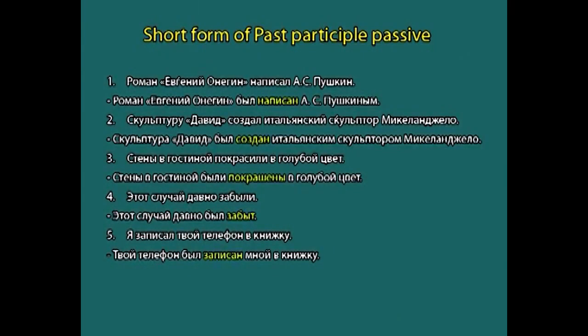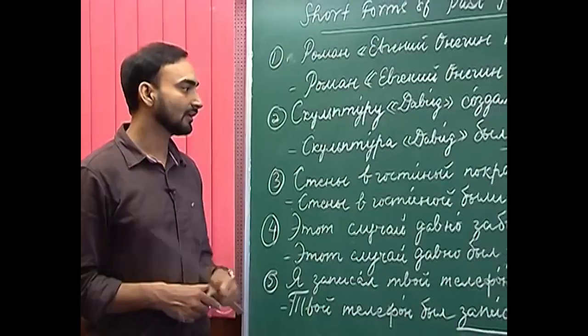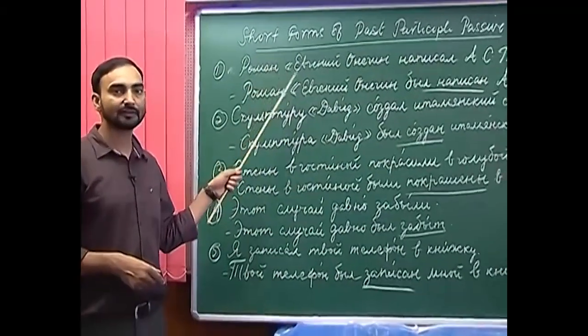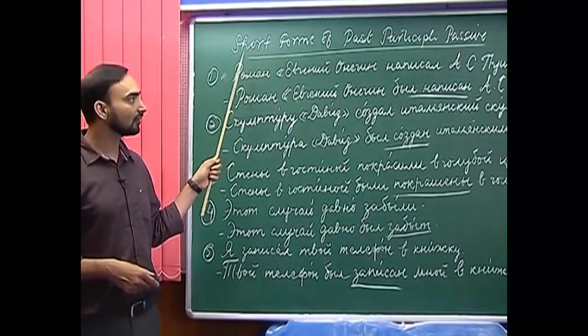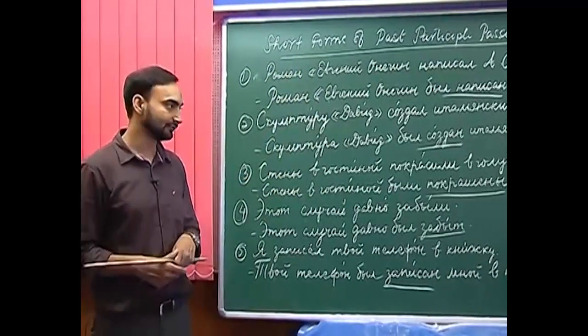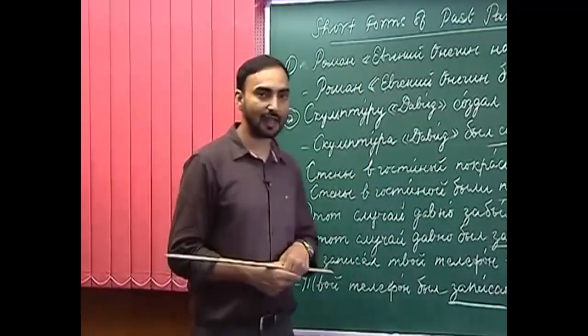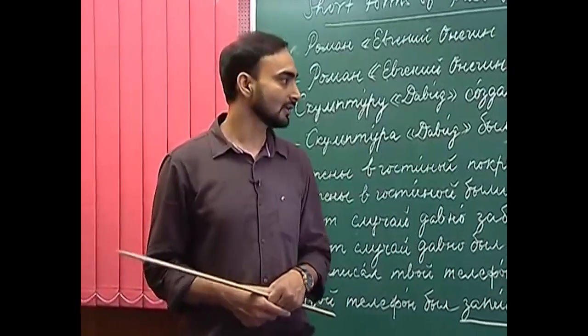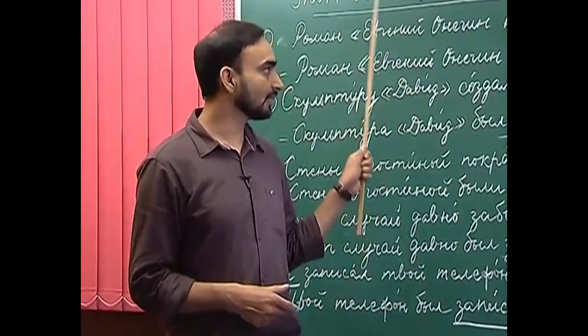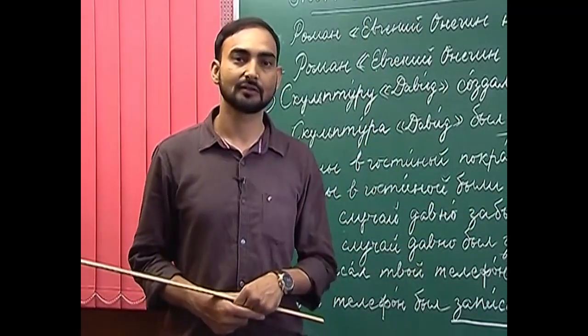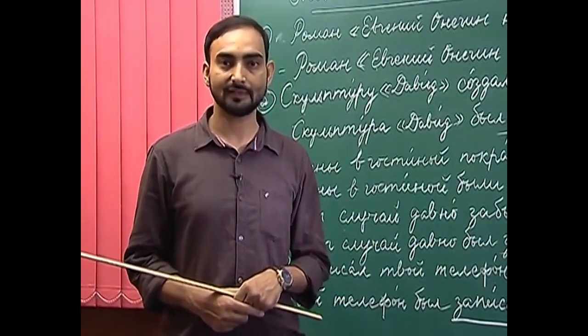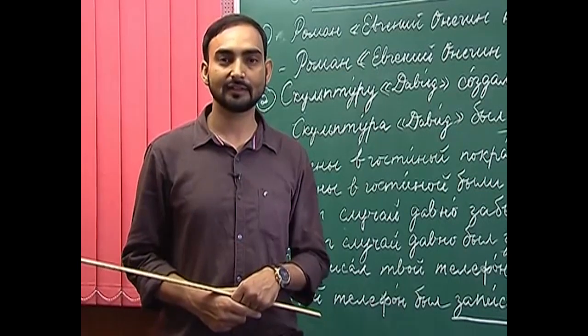So, this is about the use of short forms of past participle passive while changing active constructions into passive. This is all we have, and with the conclusion of this topic, I conclude the lesson here, and this is the end of our course.